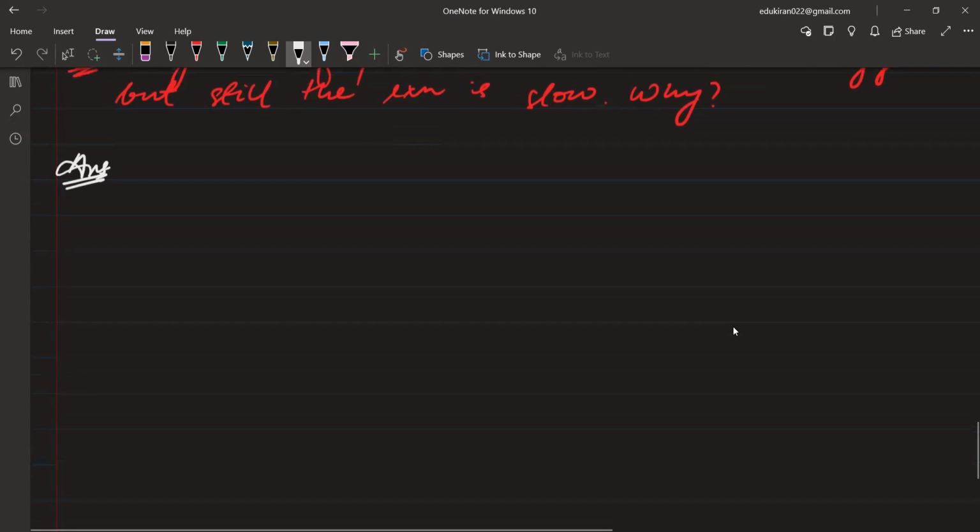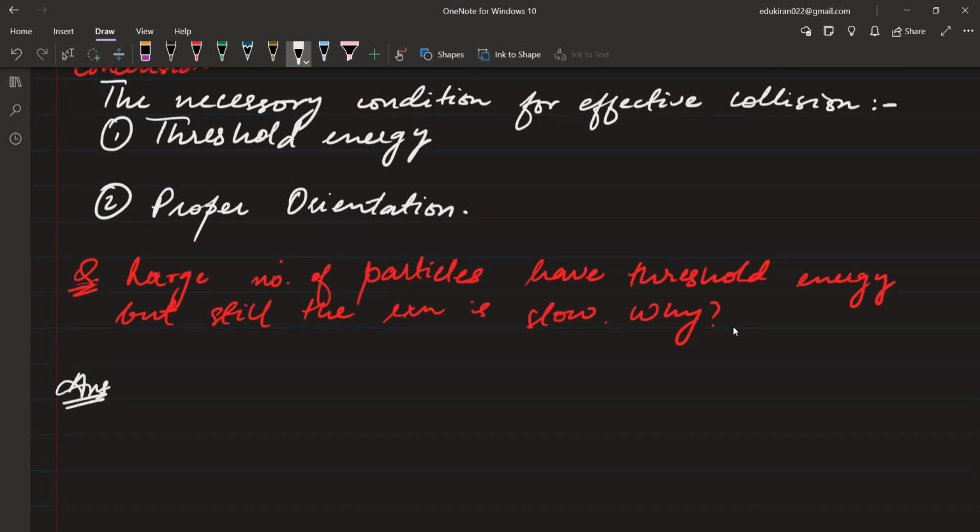If both of these conditions are fulfilled, if you have a very large number of particles having threshold energy and a very large number of molecules having proper orientation, then the reaction will be very fast, obviously. But since they are saying that threshold energy is high, yet the reaction is slow, that means obviously the proper orientation is not there in this particular case. Again, I'm saying it is not a generalized case.